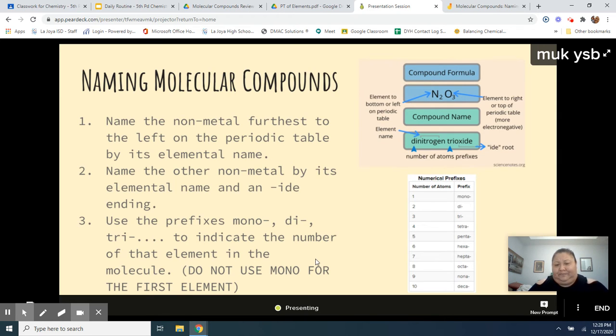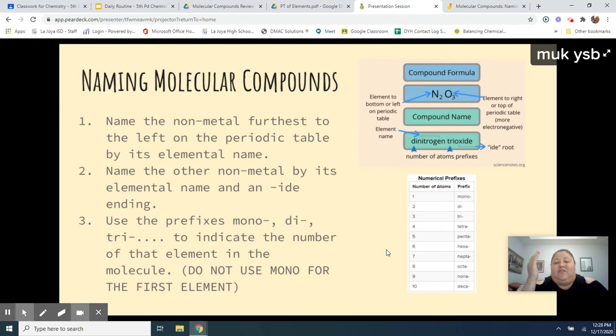The only time that you're not going to use a prefix is if you have mono for the first element. Do not use mono for your first element. You can use it for your second element, but you should never start a name using the prefix mono. Let's keep that in mind.